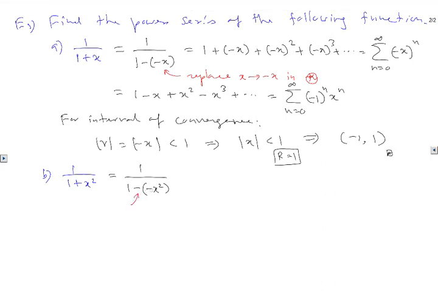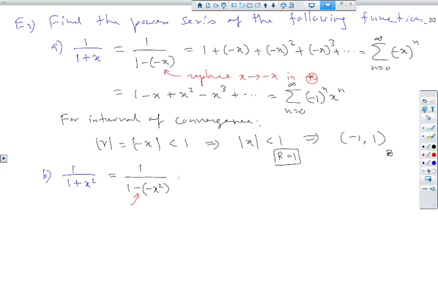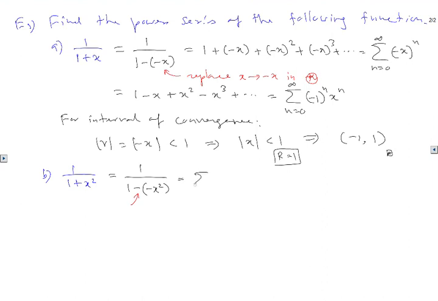Okay, so whatever you get extra, put it there. So now we're gonna do the same argument. You can write this as sigma n going from 0 to infinity. You're gonna get negative x squared to the nth power, right? So then we can expand this. If you expand this, you get sigma n going from 0 to infinity, negative 1 to the n, and then you can write x to the 2n.